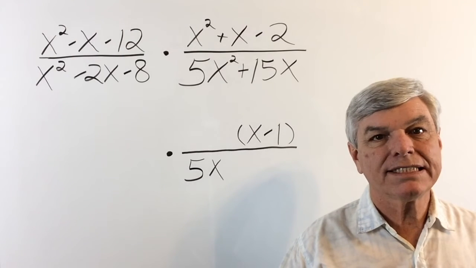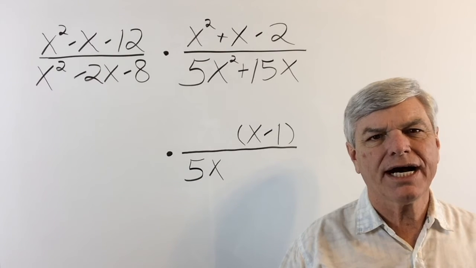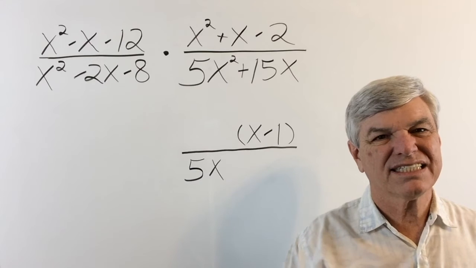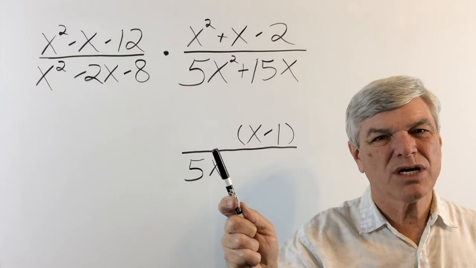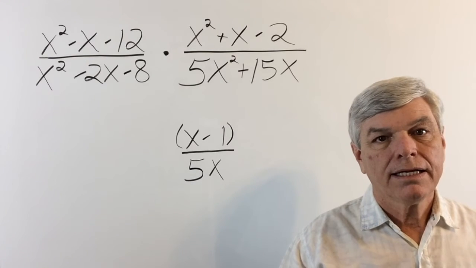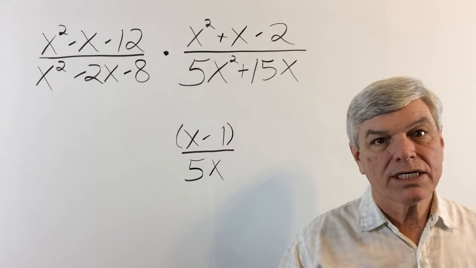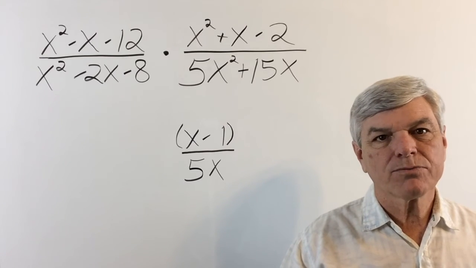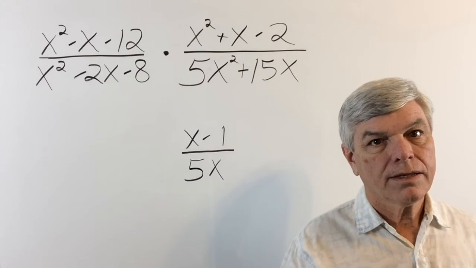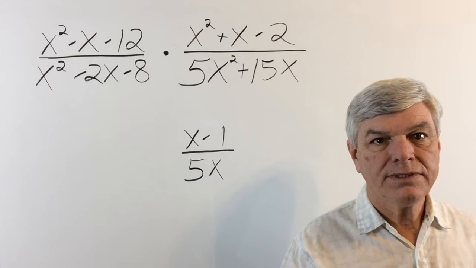And that, my friends, is your answer, except you might want to get rid of that multiplication dot. And that's still a little sloppy. Why don't you move that x minus 1 over here? And you're not multiplying x minus 1 times anything, so you can get rid of those parentheses. There you go, and that's our solution.